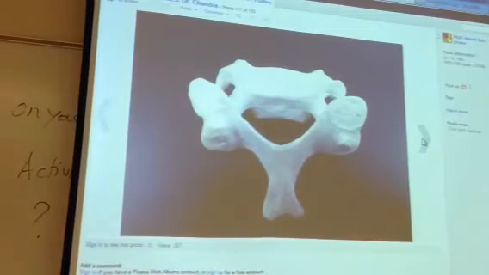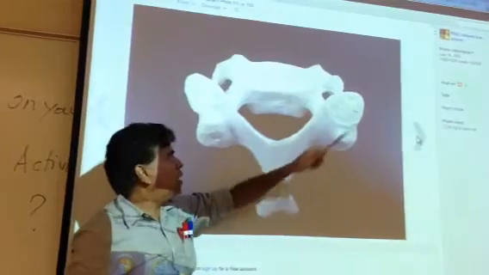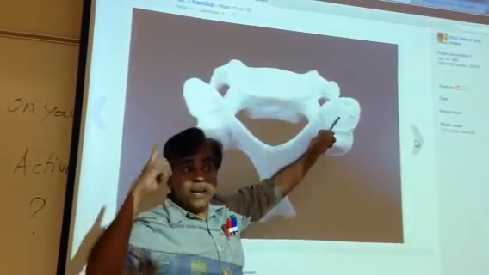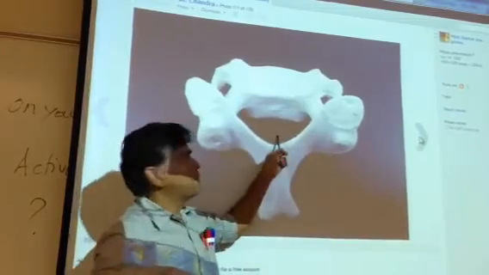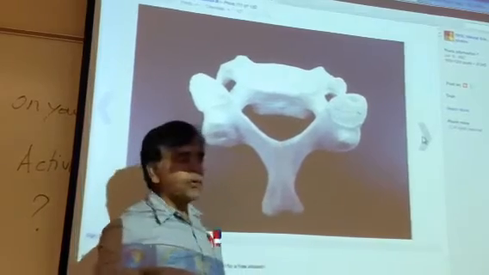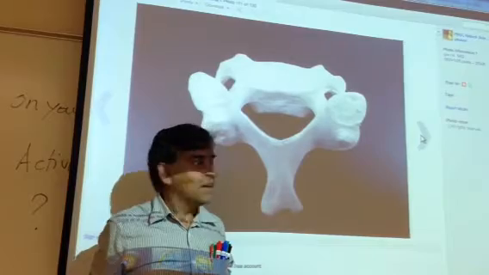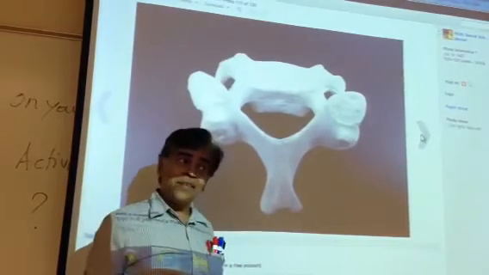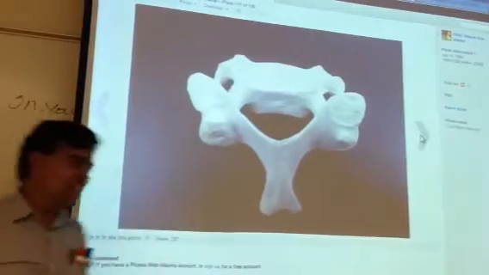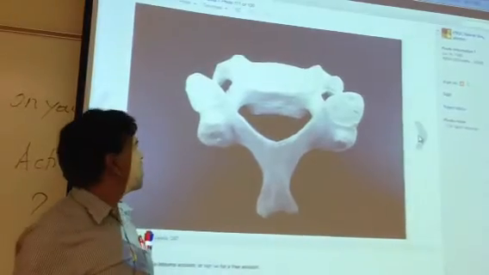C3 to C7 look like this. Name the part. Body. Superior articular facet. Name the hole. Vertebral foramen. Do we have a transverse foramen? So it's not cervical, or cervical? Do we have? Yes, yes is the correct answer. I was just testing you. Spinous process.